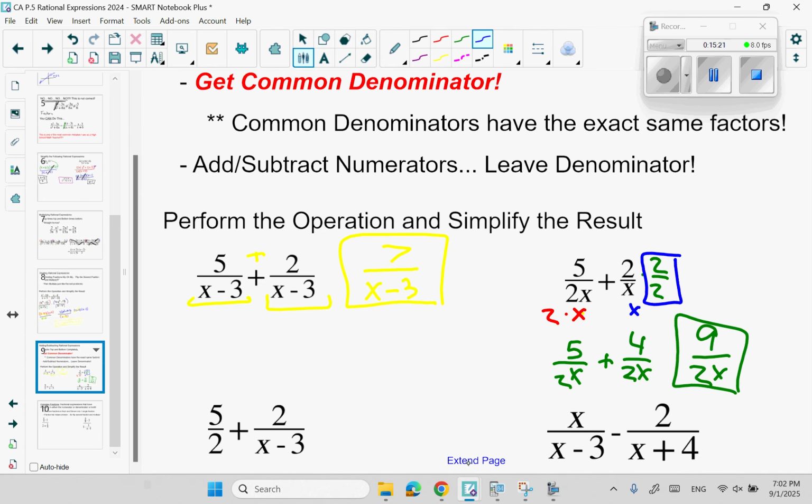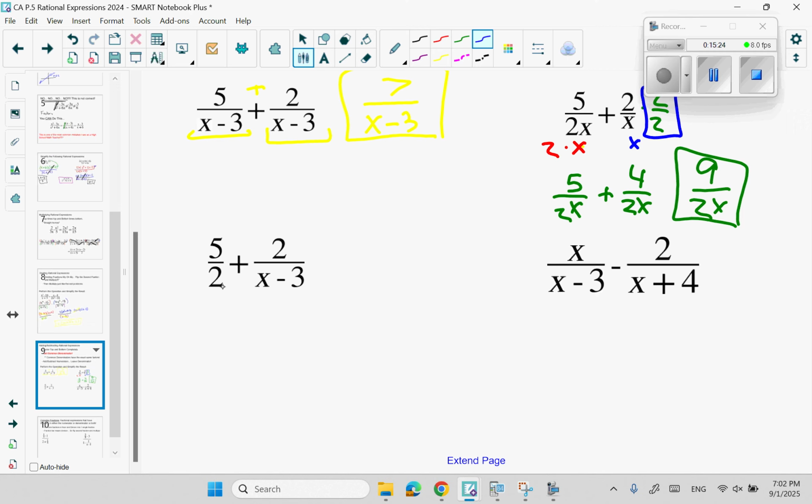Over here, we have 2. That's the only factor on this side. And then remember, x minus 3 is a whole factor. X minus 3 is all one thing for a factor. So I'd multiply the first fraction by x minus 3 over x minus 3, and I'm going to multiply the second fraction by 2 over 2.